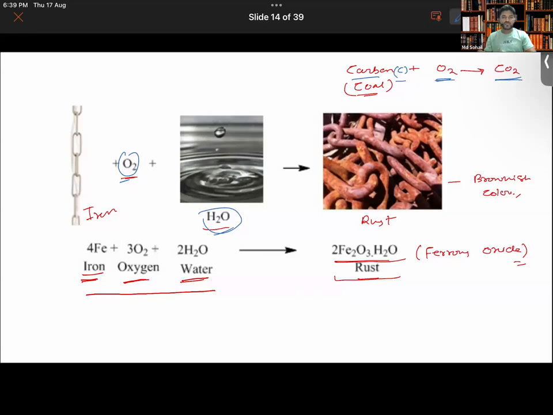Sir, I just got disconnected, sir. So can you repeat what you were telling?